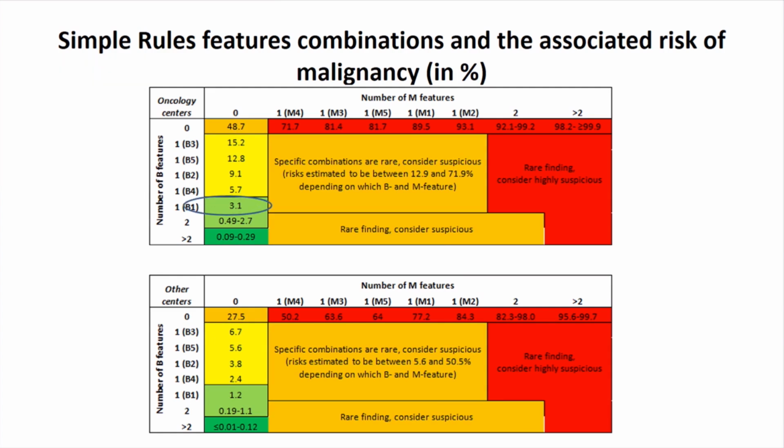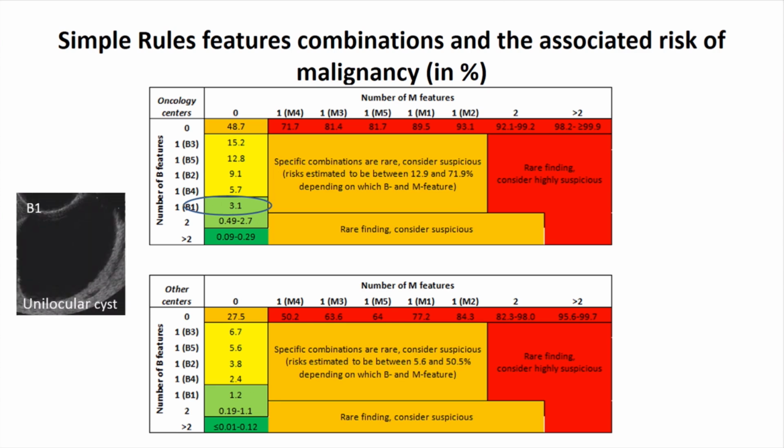If only one ultrasound feature is present, no malignant ultrasound feature, and if that ultrasound feature is a unilocular cyst, the risk of malignancy is 3.1% if you work in an oncology center and 1.2% if you work in another type of center.